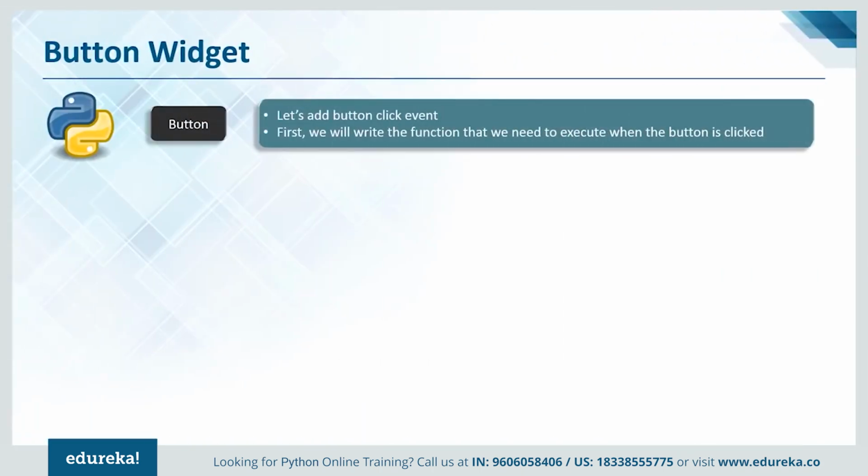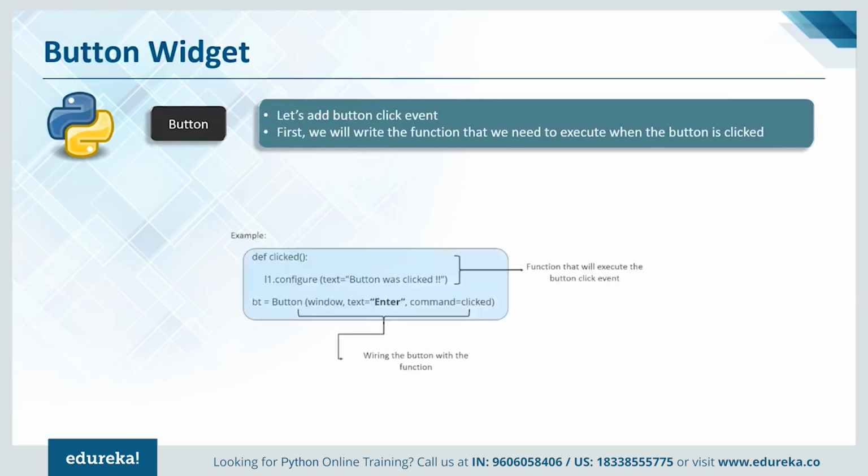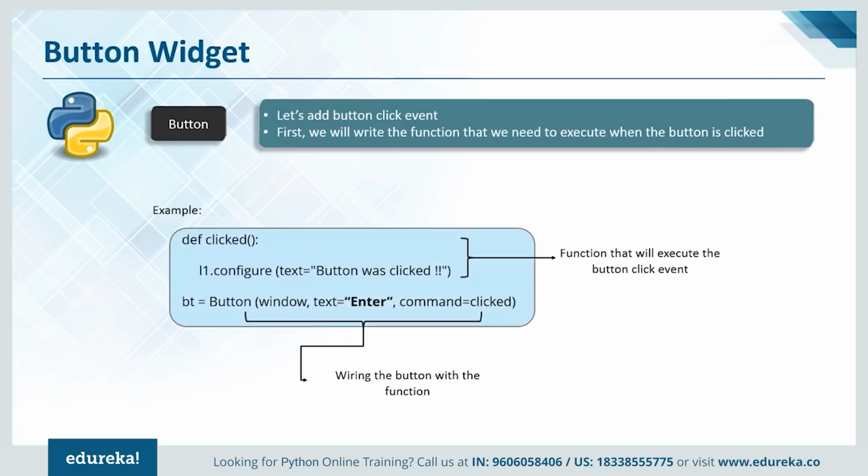What happens when we actually go ahead and click it? This is what we call a click event. We need to write the functionality as to what should happen when we click the button, or in other terms, when the click event is fired. For that purpose, we have a function called clicked, and we're displaying a text message saying that the button was clicked. We will need to add a parameter called command in the button definition as shown.